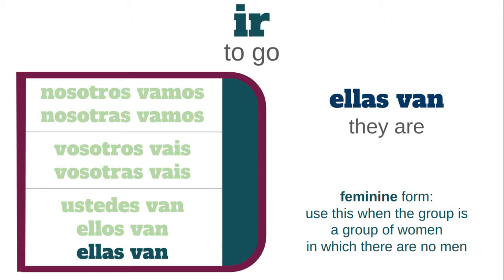If the group consists entirely of women, then we use the ellas form. The word van stays the same, and so we have ellas van.